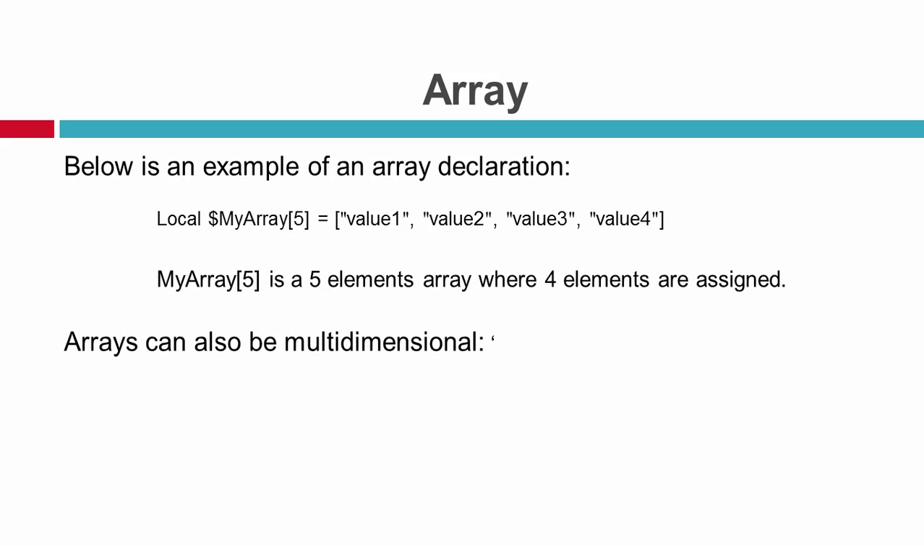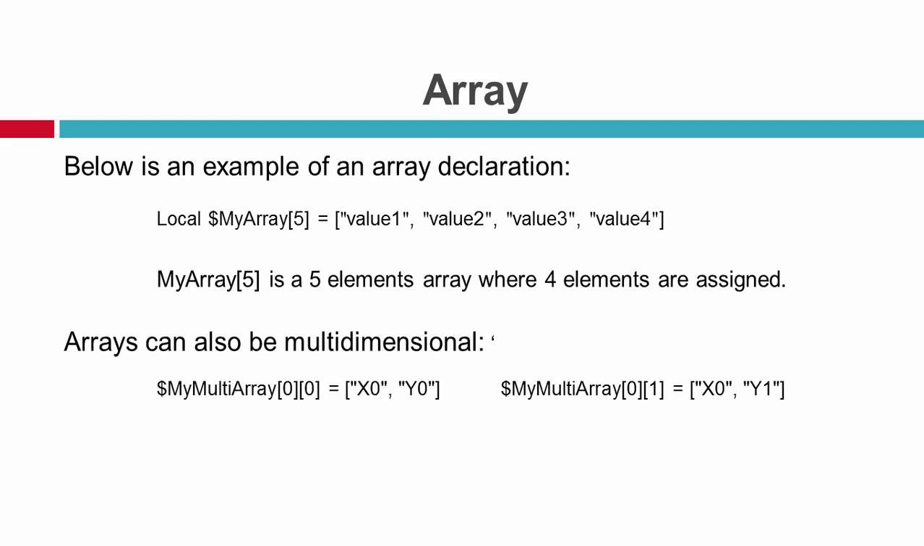An array can also be multidimensional. For example, $myMultiArray[0][0], x0, y0, for example, is the first element. And this multi-array can be seen as a matrix, for example.